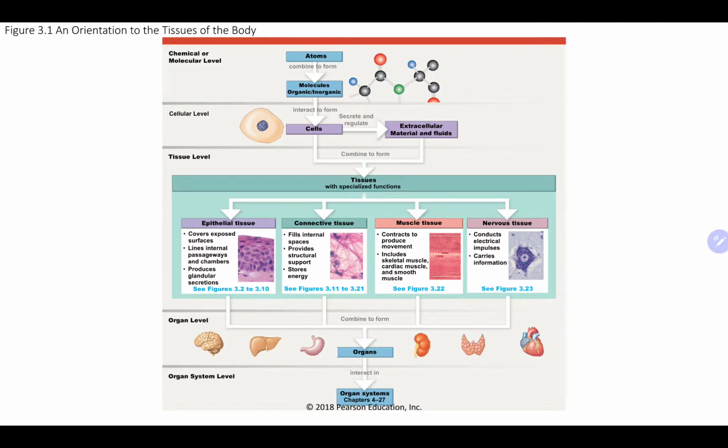So there's 4 types of tissues within the human body. There's epithelial tissue, right? That covers the exposed surfaces. Connective tissue that fills our internal spaces, like our packing material, basically. We have muscle tissue that can contract to produce movement, and we have nervous tissue, right, for communication.